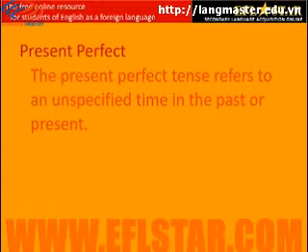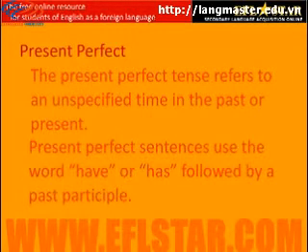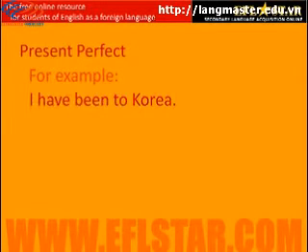Present perfect. The present perfect tense refers to an unspecified time in the past or present. Present perfect sentences use the word have or has followed by a past participle. For example, I have been to Korea.